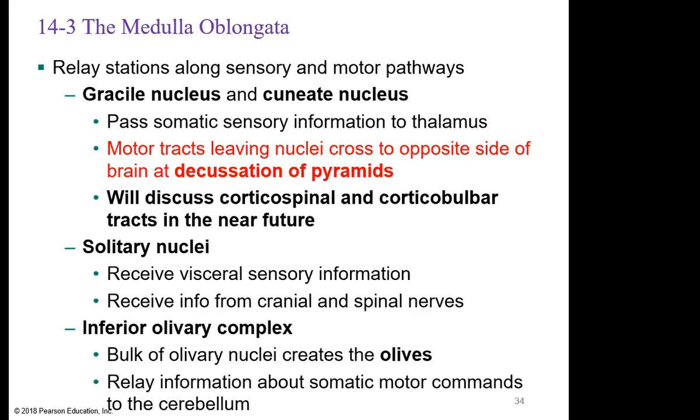I'm going to show you the picture of the decussation of pyramids here in just a second. When we start talking about the corticospinal and the corticobulbar tracts within this semester, we'll be talking again about the decussation of pyramids as we talk about how this information is going to cross over from one side to the other. And then lastly, two more nuclei: solitary nuclei will receive visceral sensory information. So up here you have the somatic sensory, here you have visceral sensory. The inferior olivary complex relays information about somatic motor commands to the cerebellum. That will make more sense once we actually talk about the cerebellum.